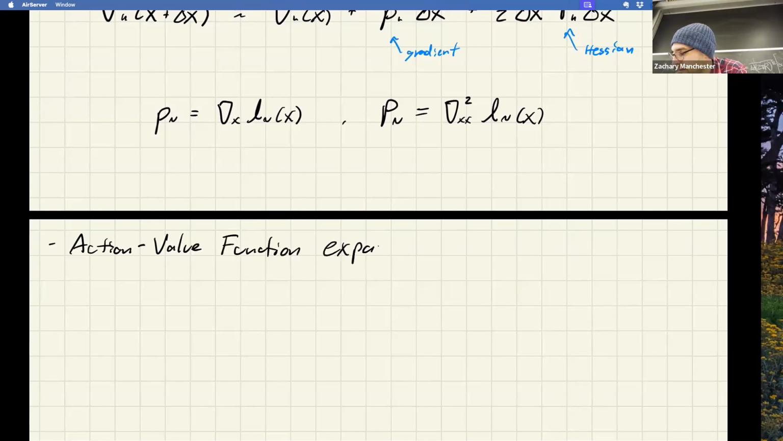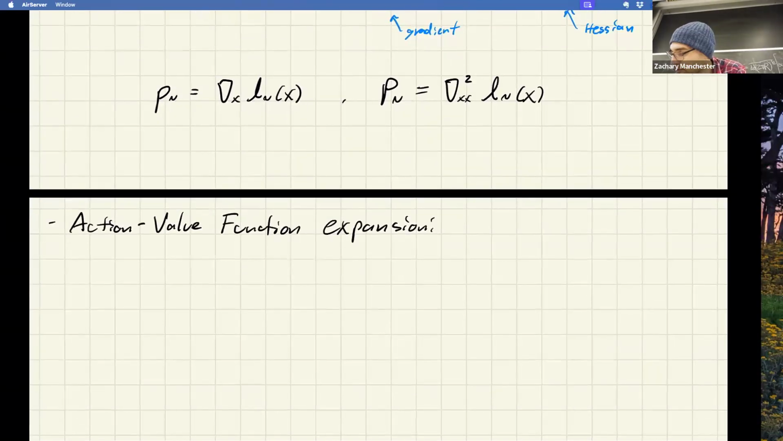So we're going to expand that thing to second order. Same deal. So we've got S at time k, and this is a function of the state. So we're going to Taylor expand it in some delta x and then also the controls.